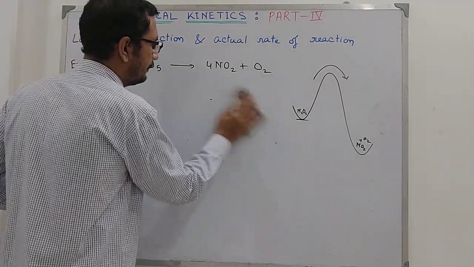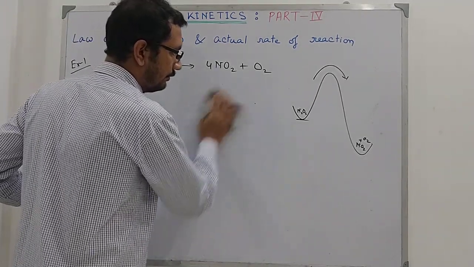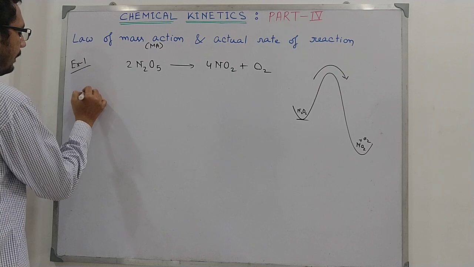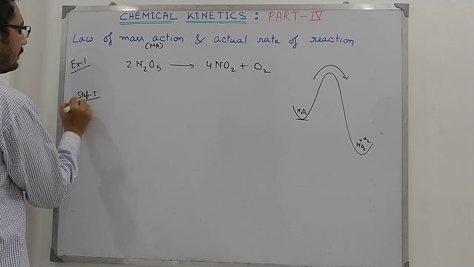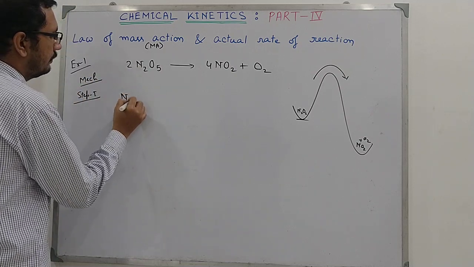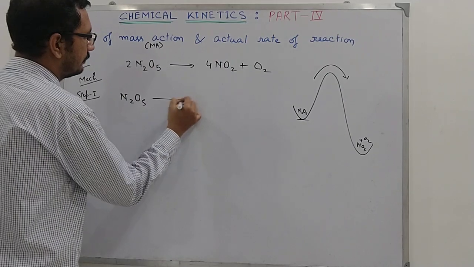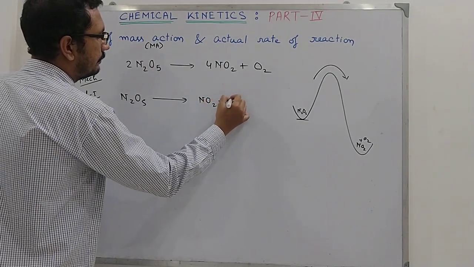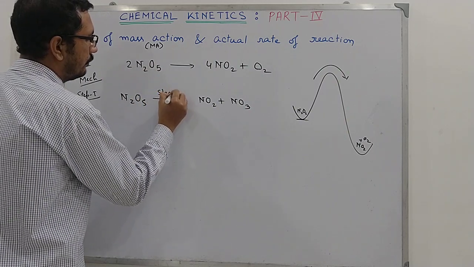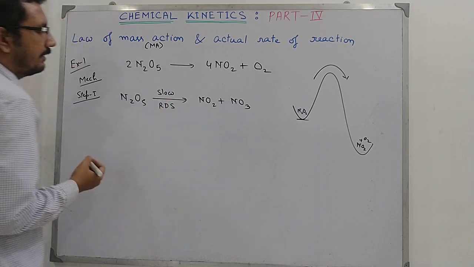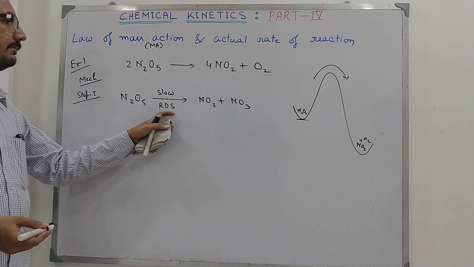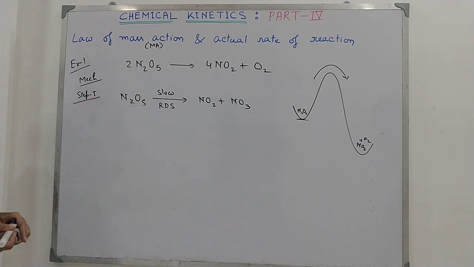So to understand this, you have to know the mechanism for the reaction. Step 1 of the mechanism is the decomposition of a single molecule, this one. So this is the slow step and the rate determining step. Slow step is defined as the rate determining step. I have made it clear in a previous video.